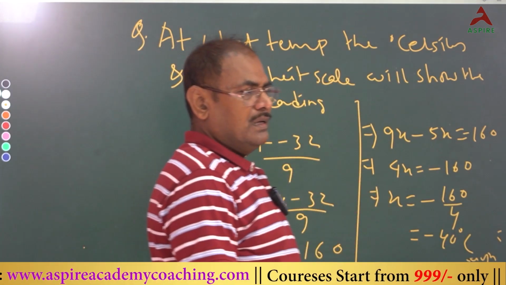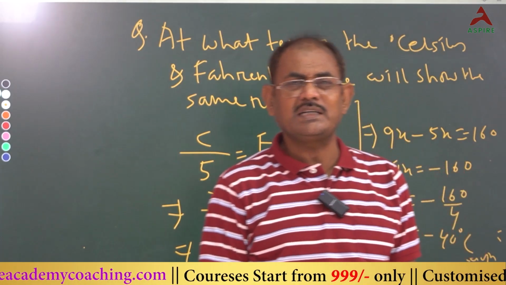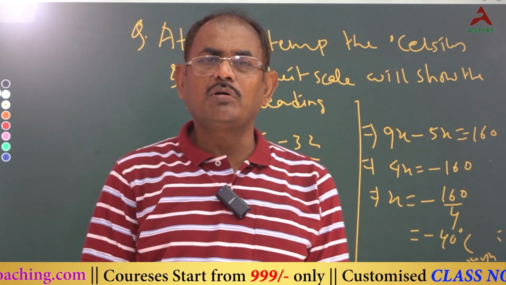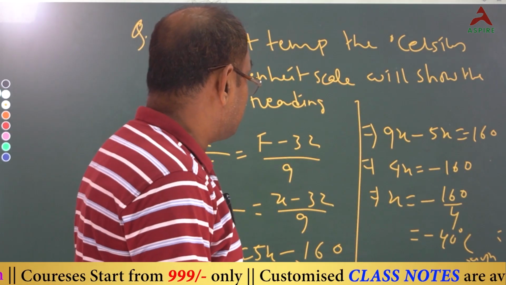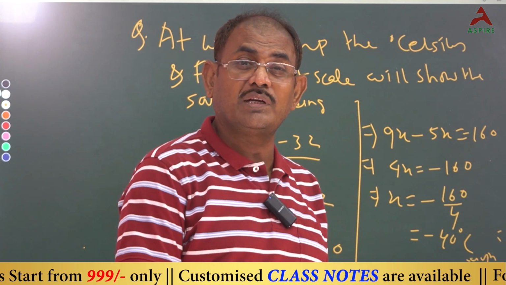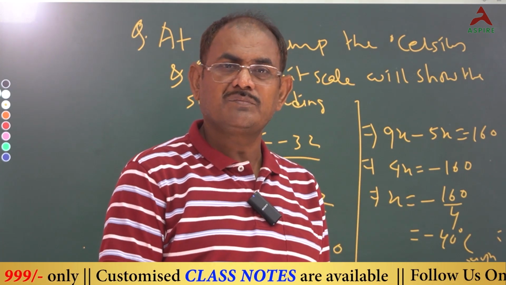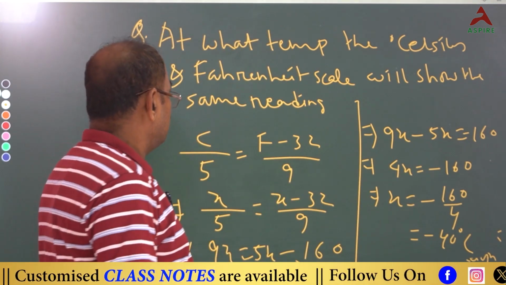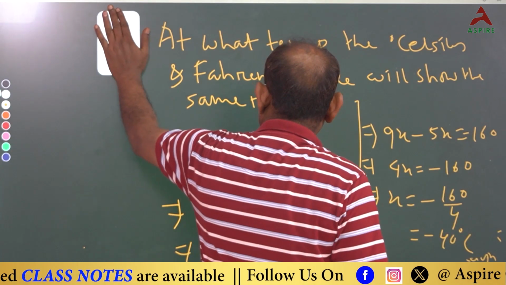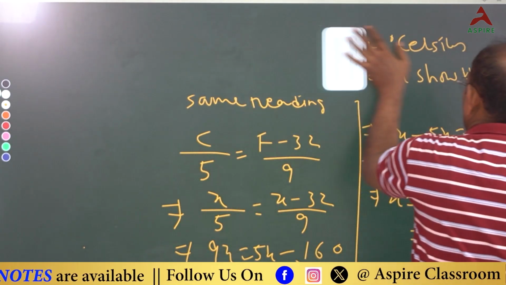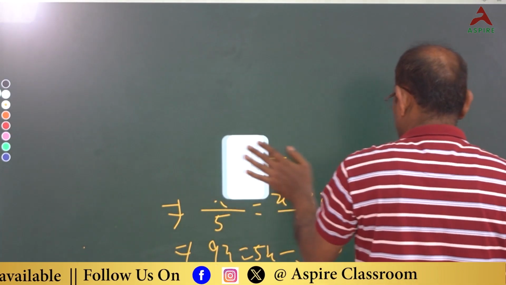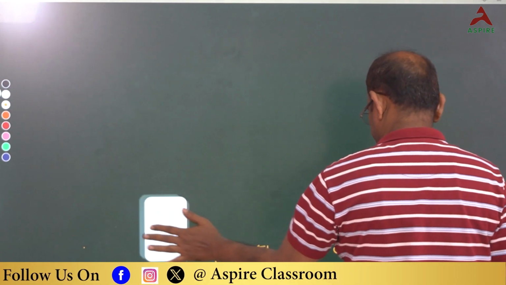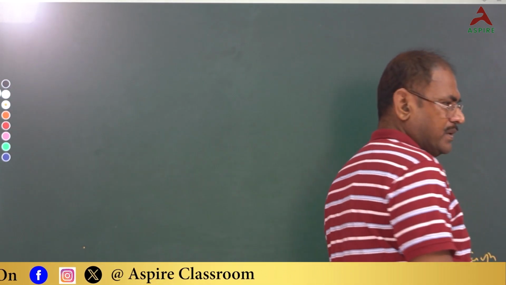Is it clear? At temperature minus 40 degrees Celsius, both degree Celsius and Fahrenheit will show the same reading. Is it clear? So this is about thermometers of different scales and the relation between degree Celsius, Fahrenheit and Kelvin scale.